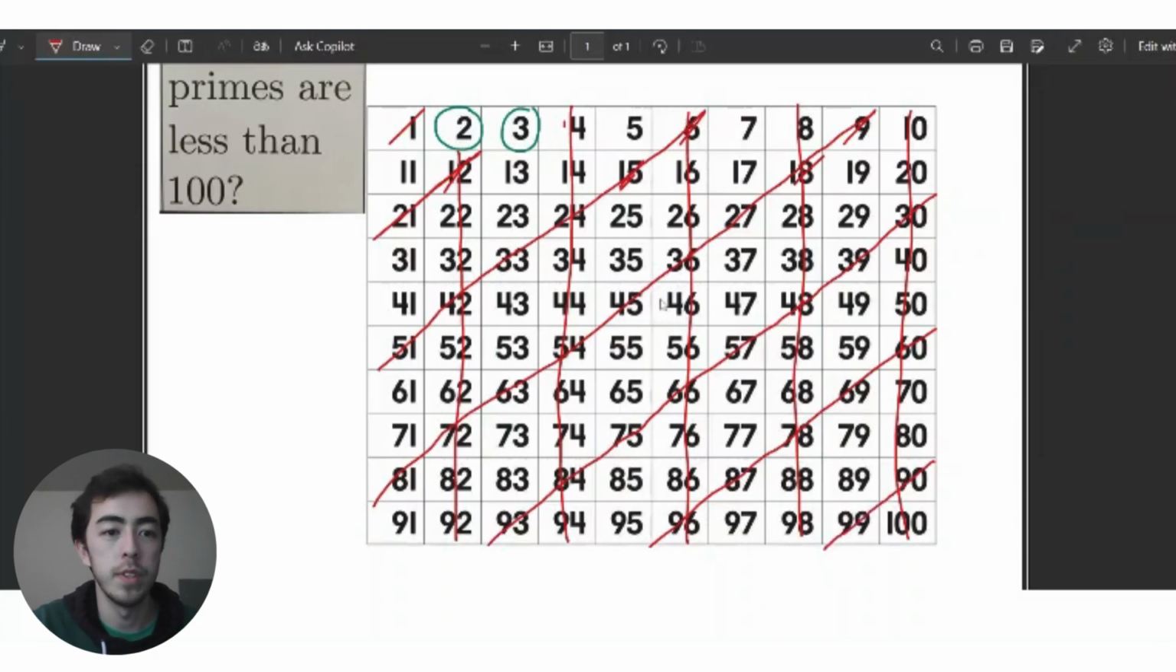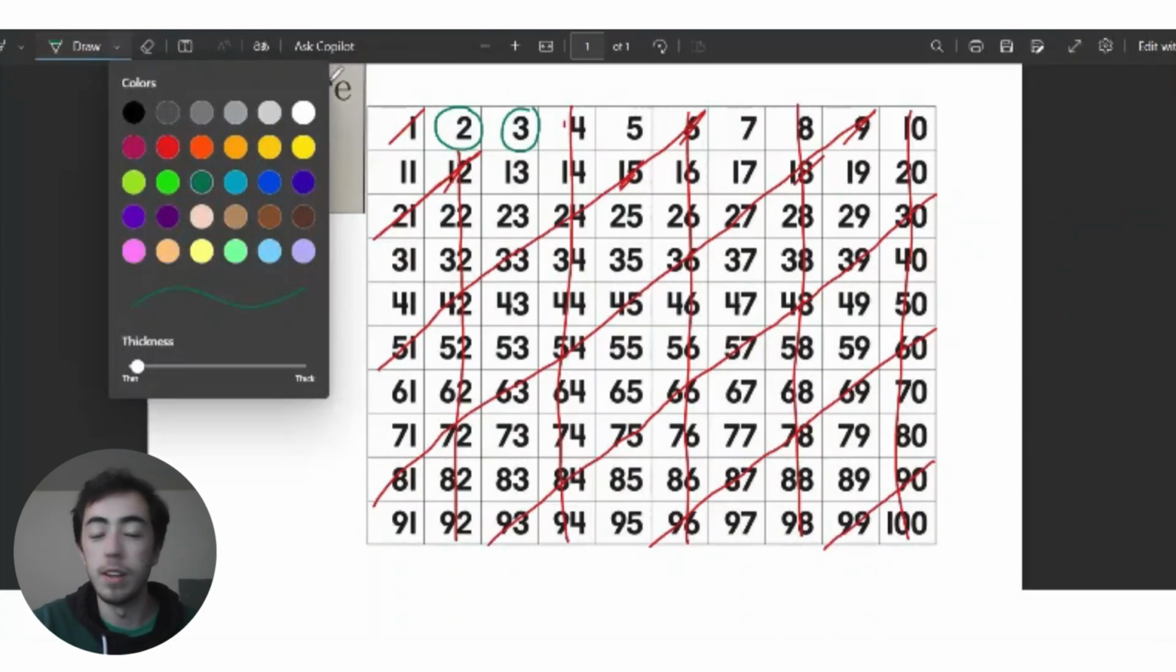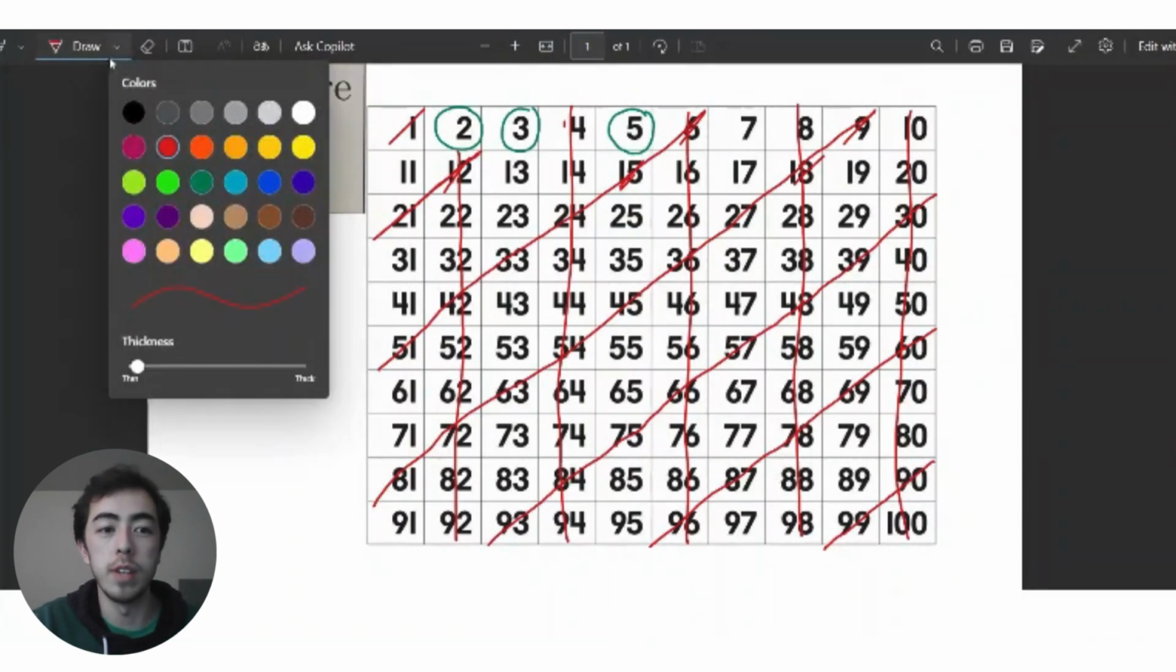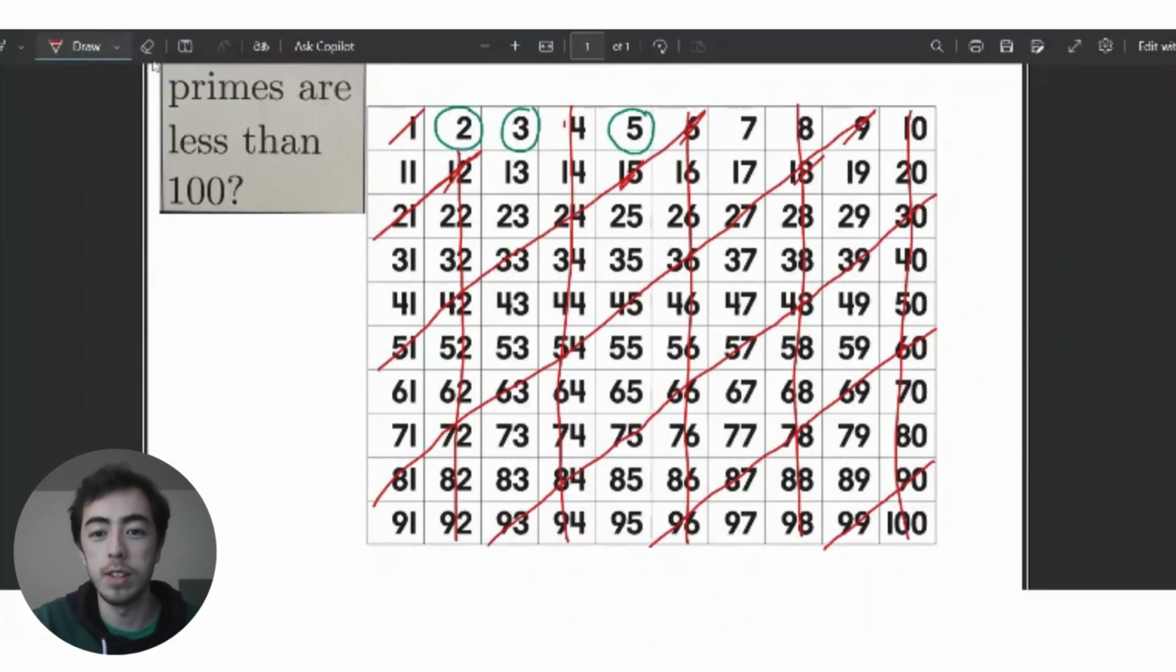There we go. Okay. And another great thing about this sieve is it just kind of shows you the next prime number. I can already skip over 4 because I know it's a multiple of 2 from earlier. The next smallest number is 5. Nothing below it was able to cross it out, and so therefore it's prime. And I will look for all the multiples of 5 now to cross out.